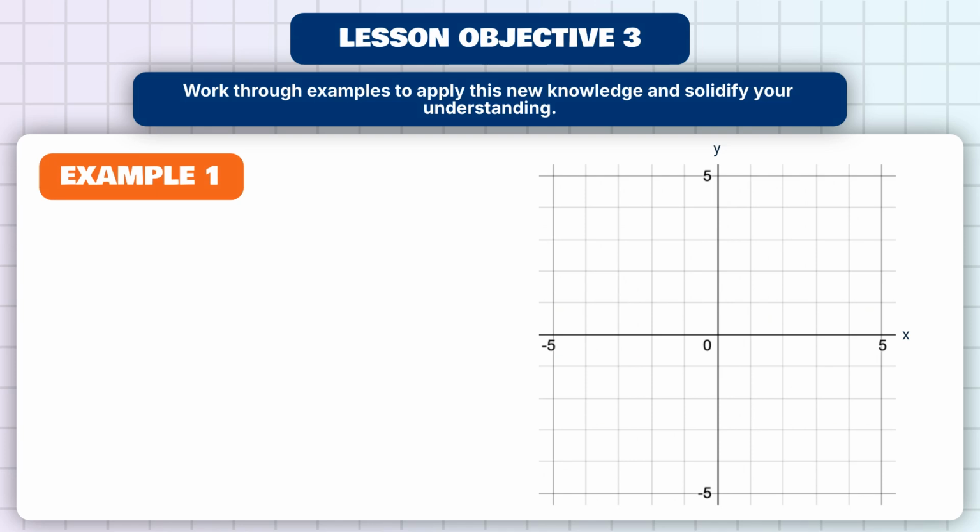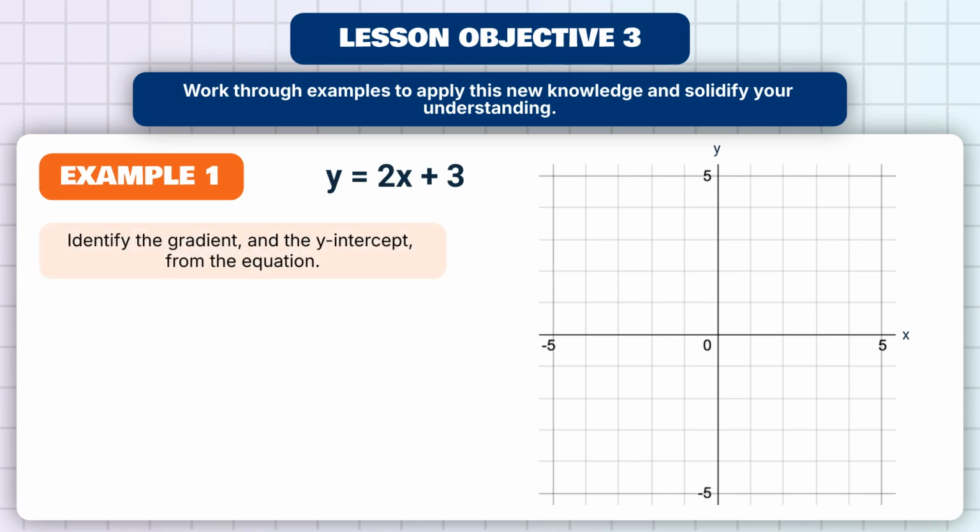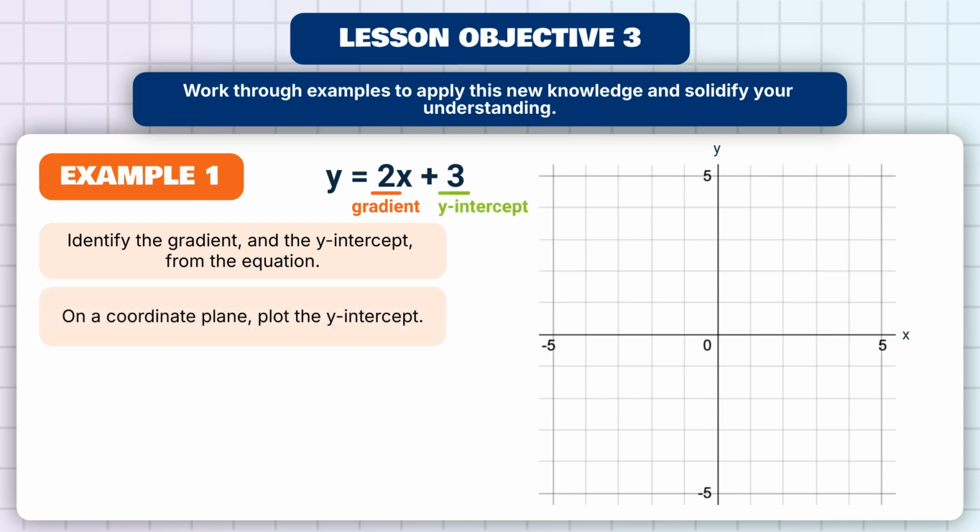Consider the equation of a line given as y is equal to 2x plus 3. First, identify the slope, otherwise termed the gradient, and the y-intercept from the equation. Here, the slope, m, is 2 and the y-intercept, c, is 3. Next, on a coordinate plane, plot the y-intercept. This is the point where the line crosses the y-axis, which is at (0, 3).